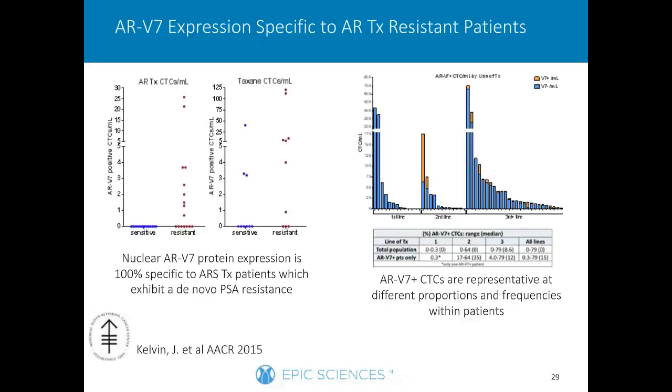And what should jump out at you is the large heterogeneity of ARV7 expression in the CTCs. If you go further and look at the percentage of ARV7 CTCs shown in the table below, you can see that in second line and third line patients, the percent of CTCs expressing ARV7 can range anywhere from 17 up to 79% of the CTCs. So clearly there is ARV7 being expressed in the CTCs, but there are subclonal populations. And so it's important to have that kind of resolution to be able to figure out what's really driving the disease.